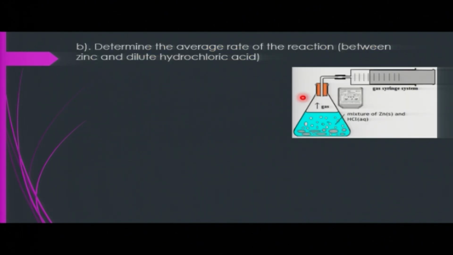Question B, determine the average rate of the reaction between zinc and dilute hydrochloric acid. So this is the setup to get the values. This is what was used. You see the timer and the gas syringe, where the gas that is being produced was collected. So how do we get the average rate? Remember the calculation. Average rate is total change over time taken.